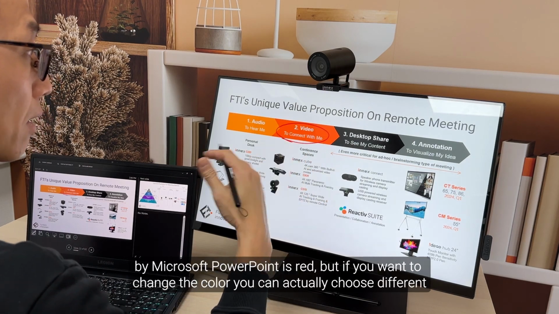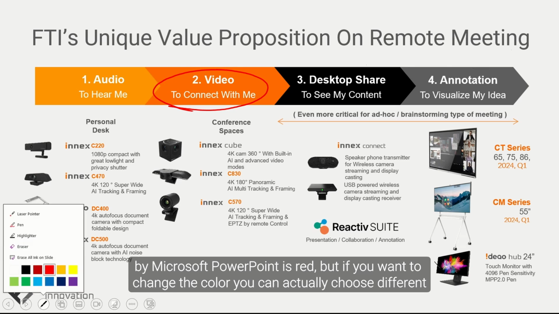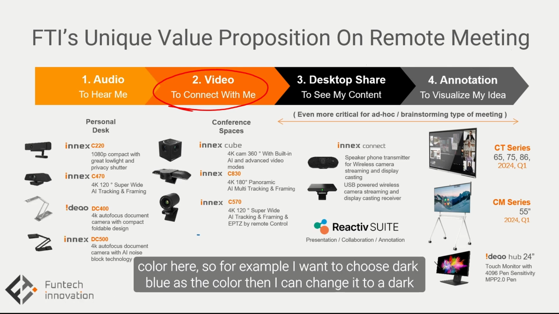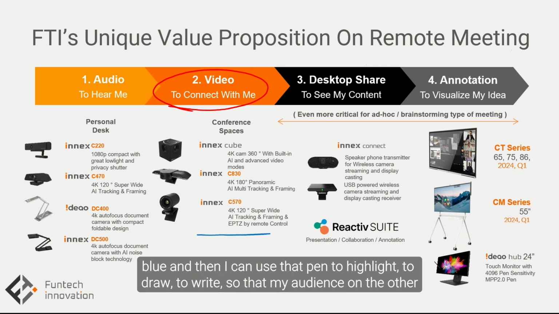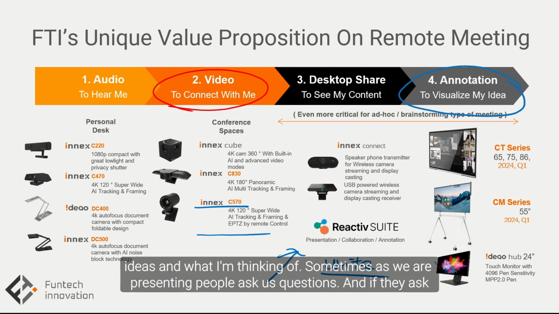The default color by Microsoft PowerPoint is red, but if you want to change the color, you can actually choose different color here. So for example, I want to choose dark blue as the color, then I can change it to a dark blue. And then I can use that pen to highlight, to draw, to write, so that my audience on the other side of the Teams call can actually see this. And annotation is the key so that you can visualize my ideas and what I'm thinking of.